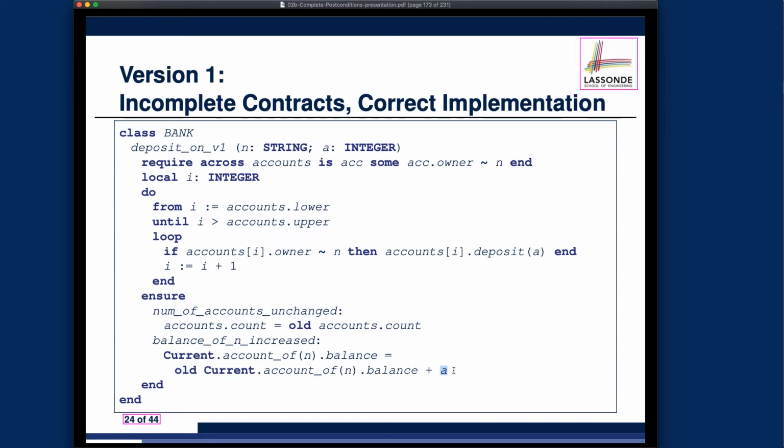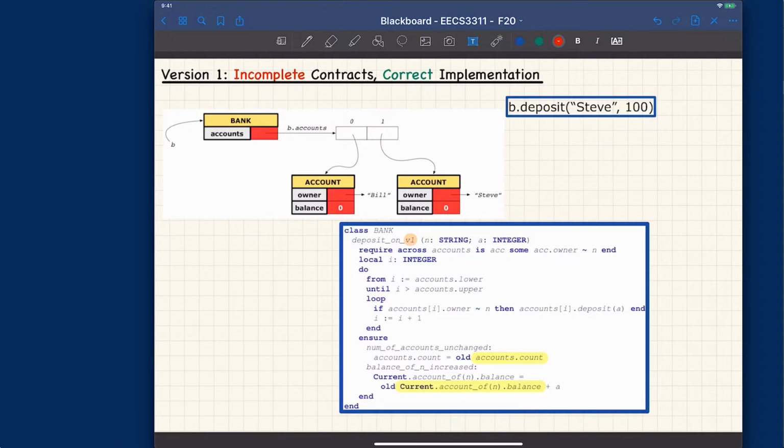So now I claim this to be incomplete in the following sense. This particular postcondition only worries about the account being modified. But what about the rest of the bank? Maybe if we only want to deposit into Steve, what about Bill? Right? So that's why I said it's incomplete. Let's see an illustration over here. Okay, so now we're going to see this.